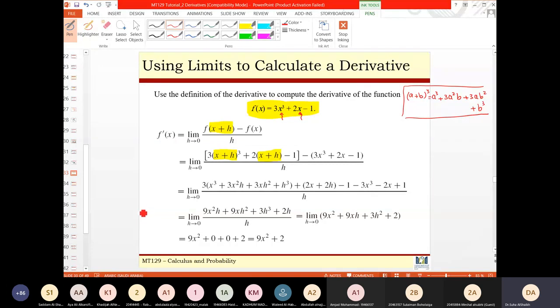Yeah, Ahmed, you can do this. But the easier thing is to memorize the rule. Just as I have a rule for the power 2, I have this rule for raising to a power 3.